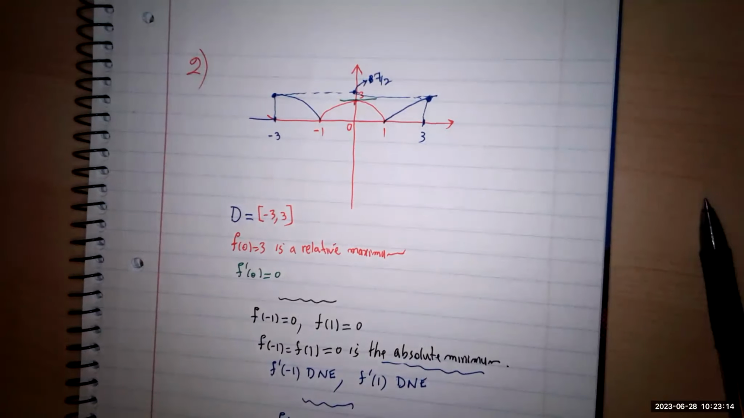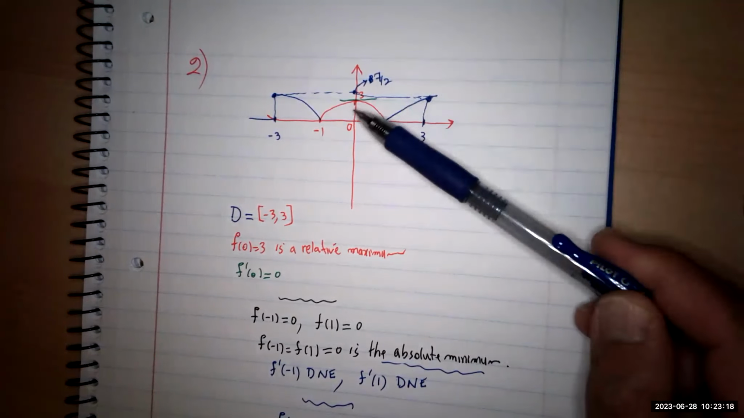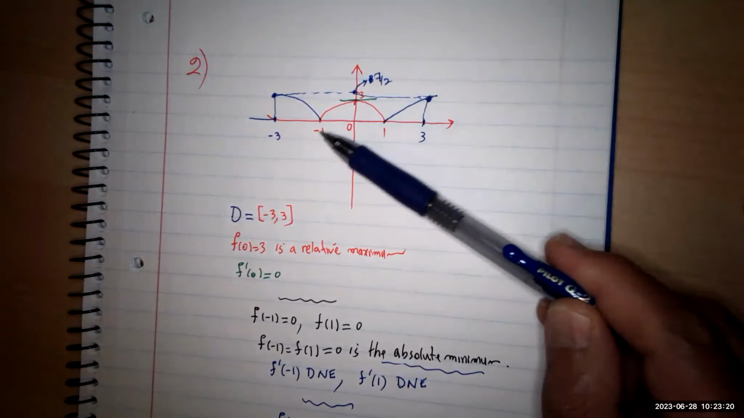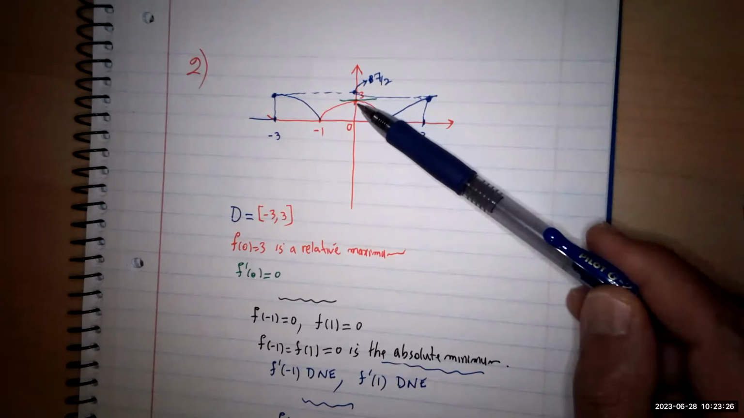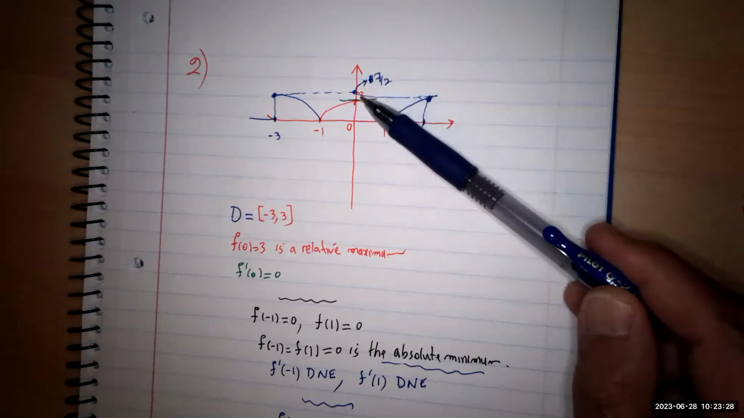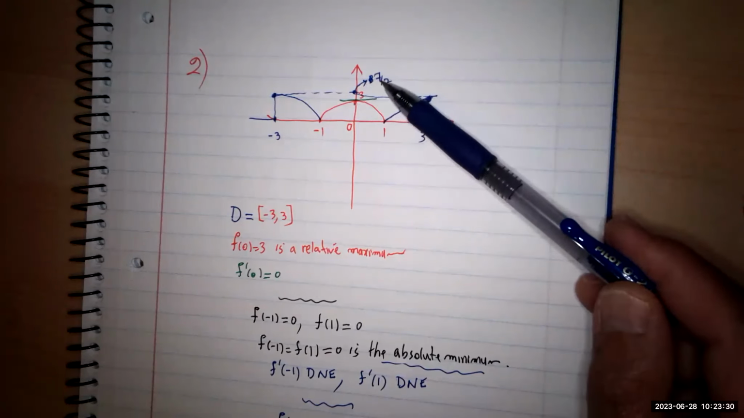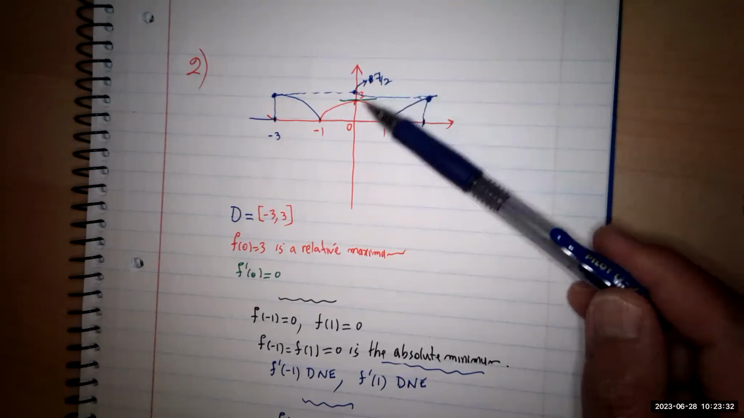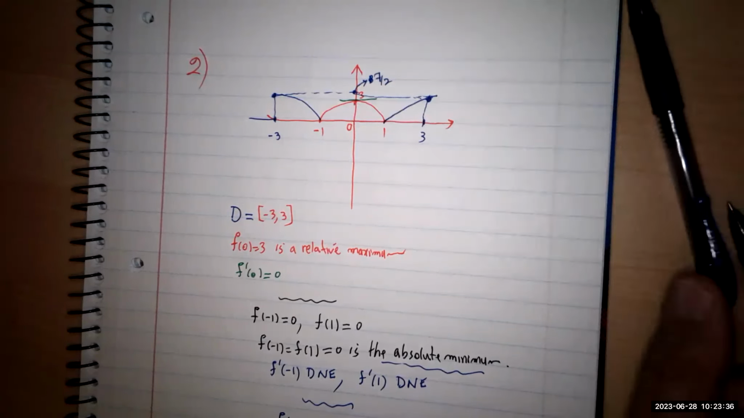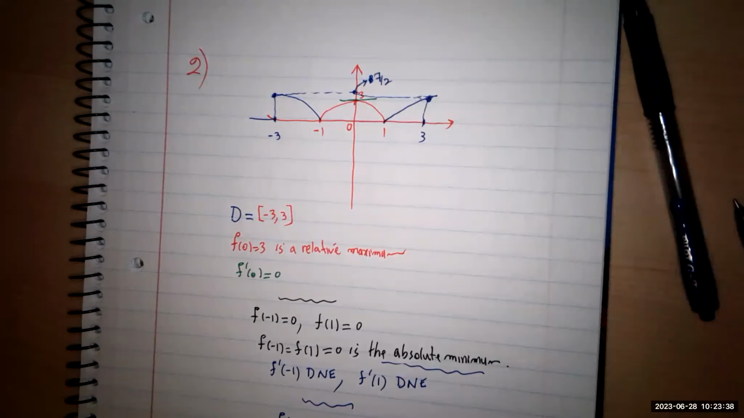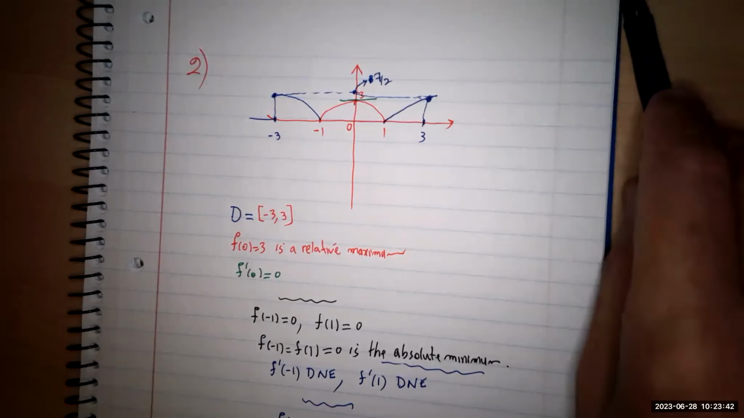Okay, any question? So this is where we get the relative max and the absolute max, you see. If you look at the red part, 3 is the relative maximum. But there is something above it. That something above it, 7/2, gives you the absolute maximum. So in this case, you have the relative maximum and the absolute maximum at the same time to get these numbers. Okay, this is a very famous graph.